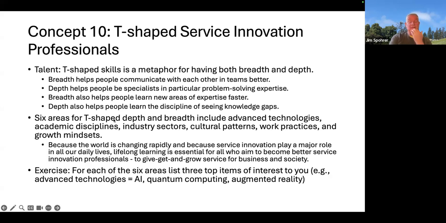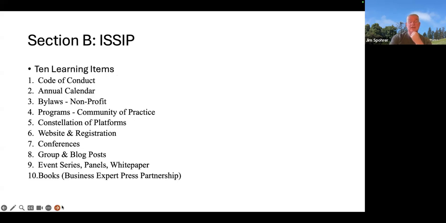And the exercise here is for each of the 6 areas listed, list at least 3 top items of interest to you, such as, for advanced technologies, it might be AI or quantum computing or augmented reality. So those are the 10 concepts in Section A.